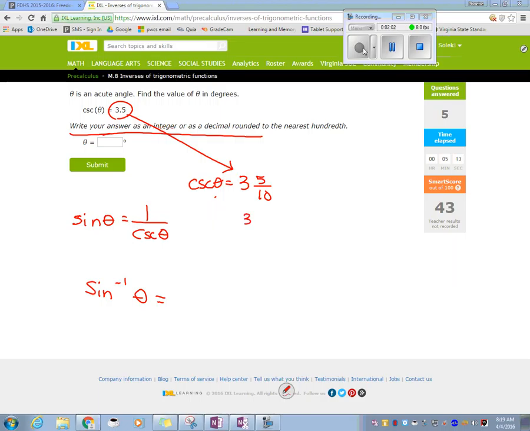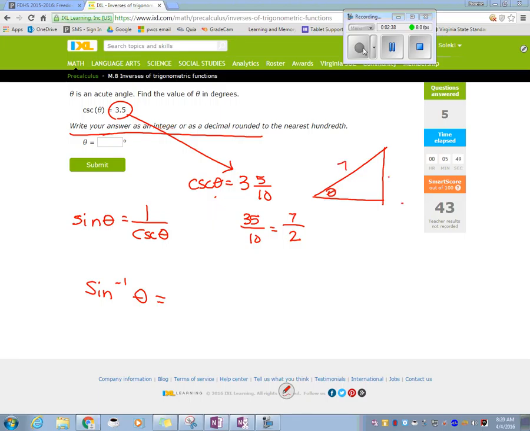I could reduce that, and it might be easier to work with if we do reduce it. 5 goes into 35 7 times, and 5 goes into 10 twice, so this is 7 over 2. So really, the cosecant is 7 over 2. So if this triangle exists, right, this is the triangle in quadrant 1, and we know that the cosecant is 7 over 2, that means that this is 7, and this is 2.